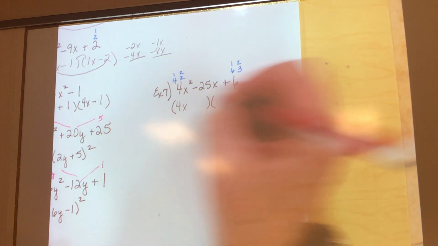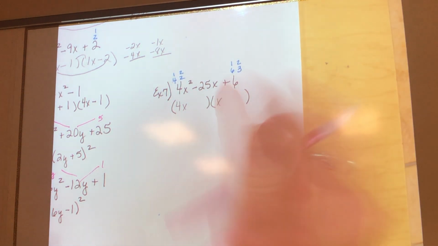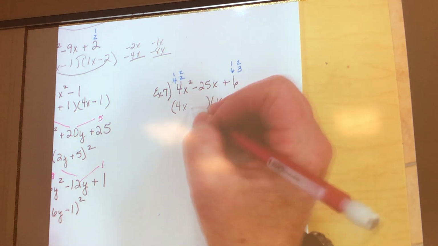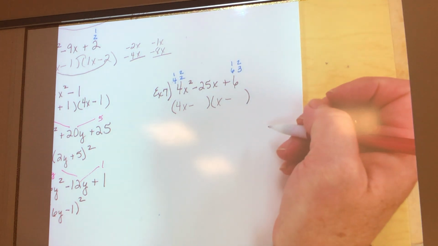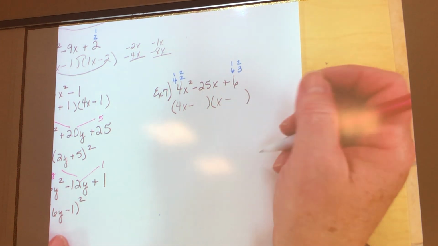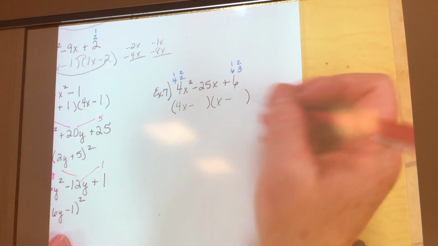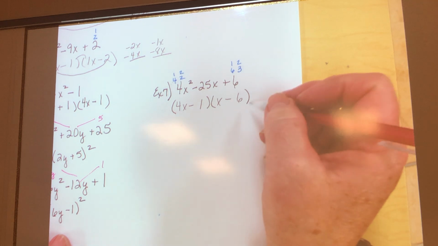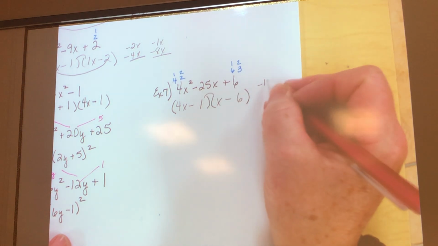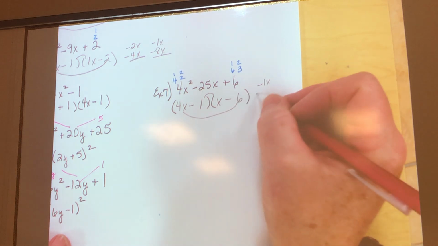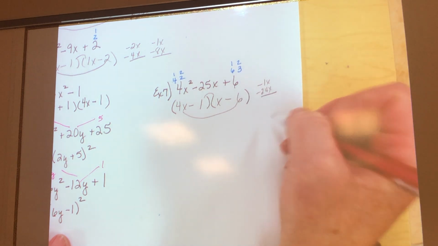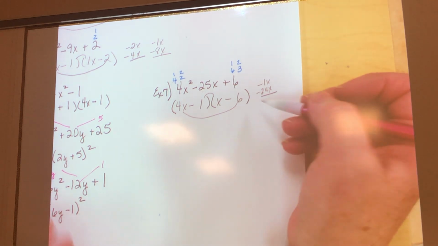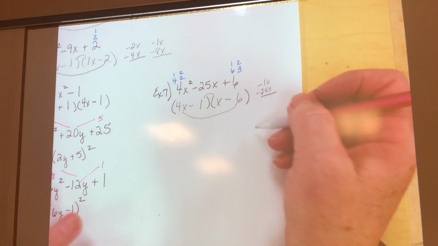So I'm going to go 4x and 1x. What does a plus sign mean? They're going to be different. They're going to be the same as this one, minus and minus. What do you want to try, 1 and 6 or 2 and 3? 1 and 6. Negative 1x and negative 24x makes negative 25x. Yay.